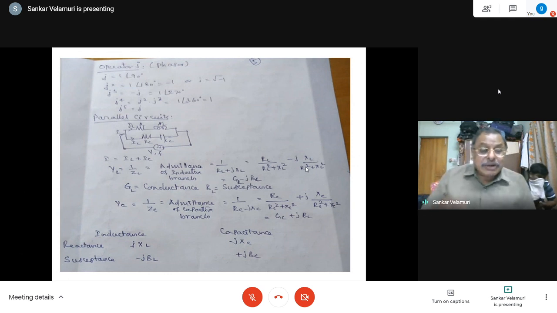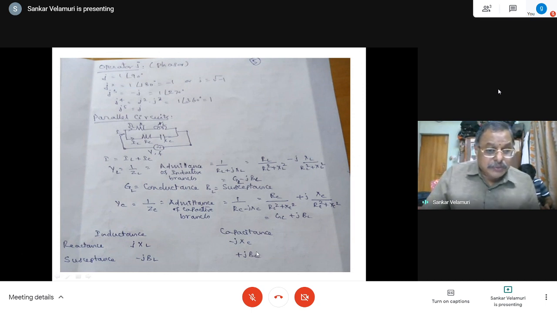So inductive susceptance is taken as negative, and capacitive susceptance is taken as positive. You can see this notation, a very important notation. Reactance jXL, inductive reactance, is taken as positive. Inductive susceptance is taken as minus jBL. Capacitive reactance is taken as minus jXC, and capacitive susceptance is taken as plus jBC.